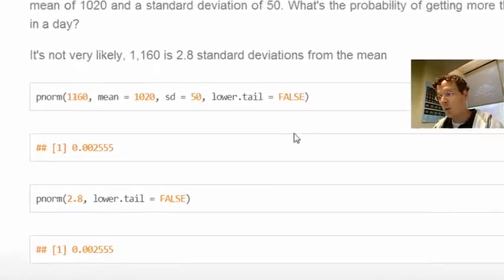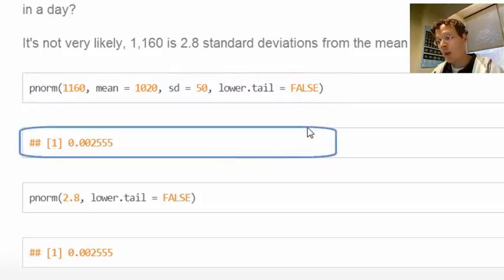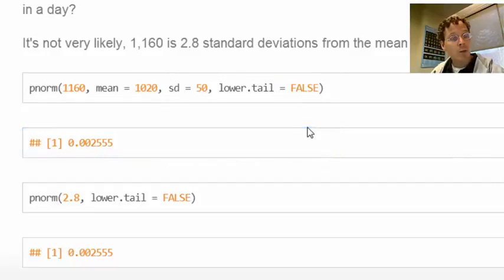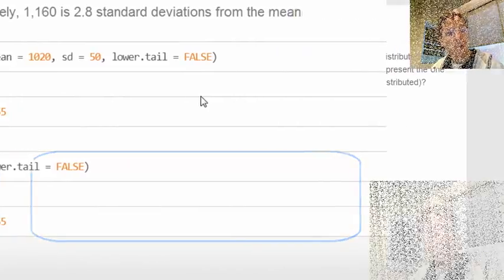We can obtain that with pnorm, 1,160, mean equals 1,020, standard deviation equals 50, and we put lower.tail equals false because we want the probability of being larger than it. And we get about 0.003. Just to illustrate, if we do this calculation directly using the standard normal distribution, where we've expressed 1,160 as the number of standard deviations from the mean that it is, then we get the same answer. I'd plug in pnorm 2.8 and do lower.tail equals false, and of course it gives us the same number.